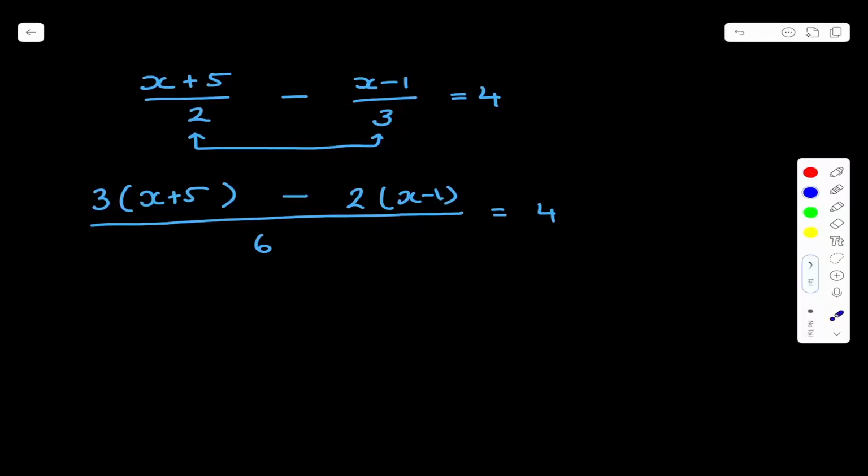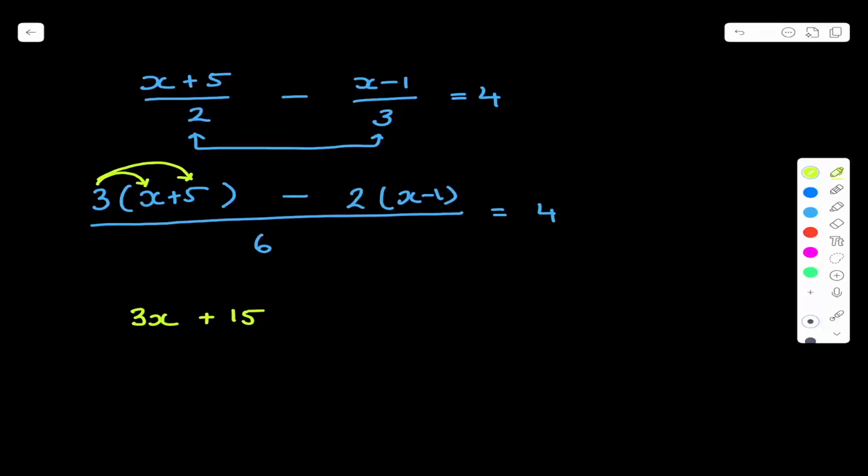Okay, now this is where the real fun begins. Let's multiply out the top. When you've got a number outside brackets, you multiply everything in the brackets by that number. So first you're going to do 3 times x, which is 3x, and 3 times 5. So 3 times positive 5 is positive 15.